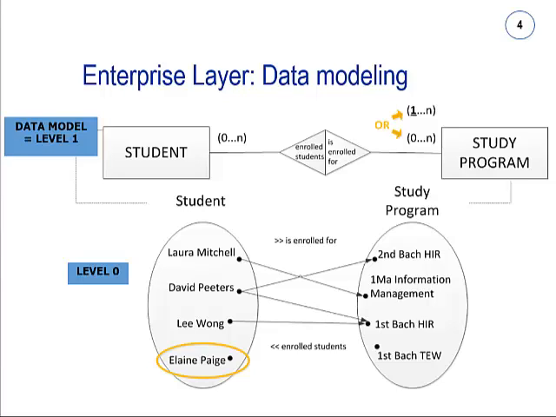When we do data modeling, we will always focus at level 1. We will never work at level 0. We focus at the level where we look at the general business concepts such as student, study program, and the relationships in between.